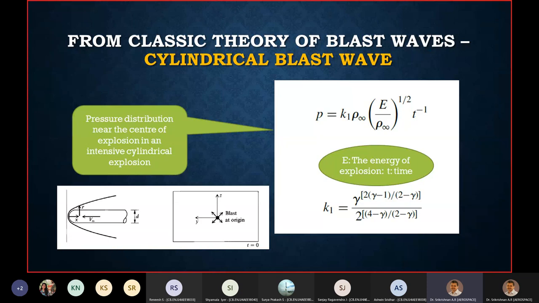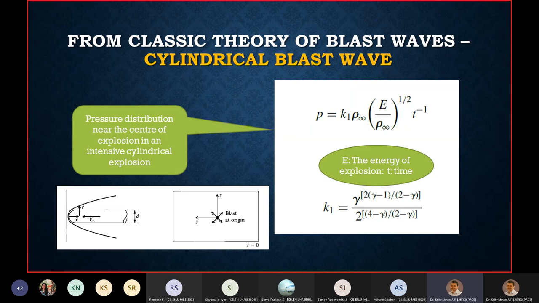As a function of time, because we are considering it as a transient phenomenon. So if I know the energy of explosion, and if I know the density of the gas in the free stream, then I can calculate the static pressure near the center. I repeat, if I know the energy release in the explosion and the density of the gas, then I can calculate the static pressure near the center as a function of time.